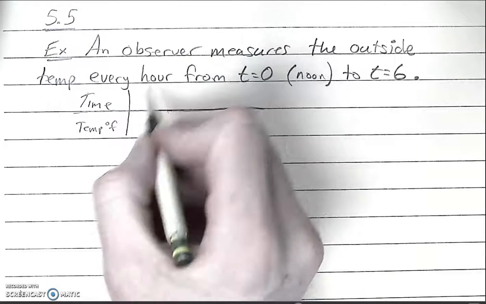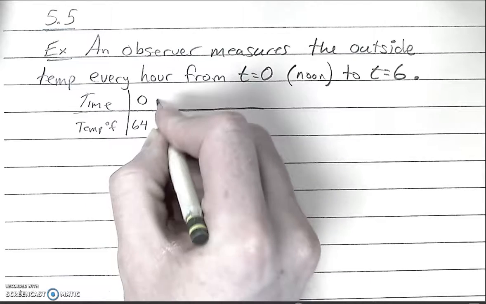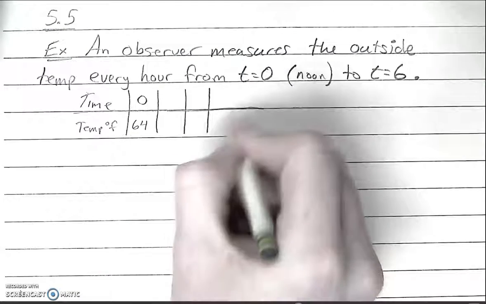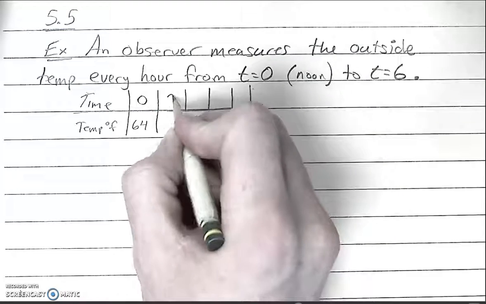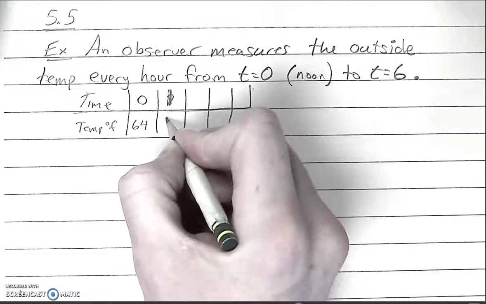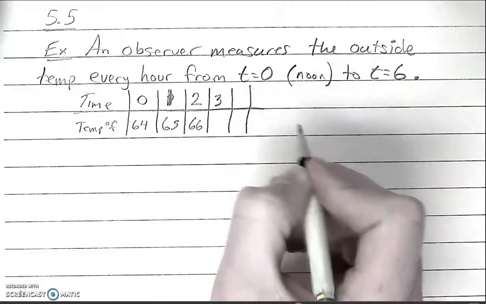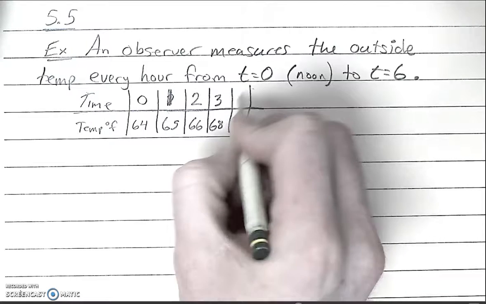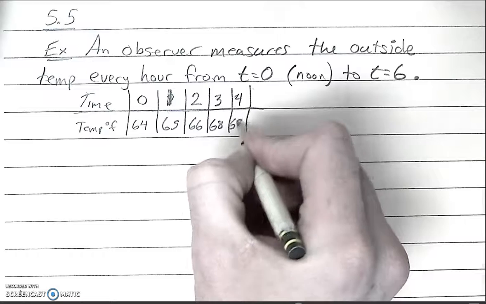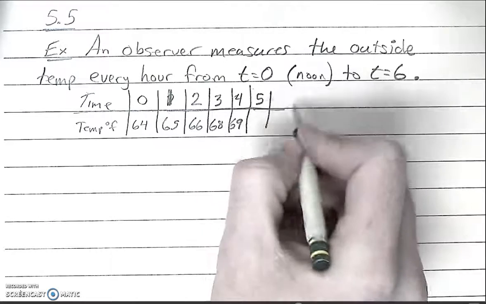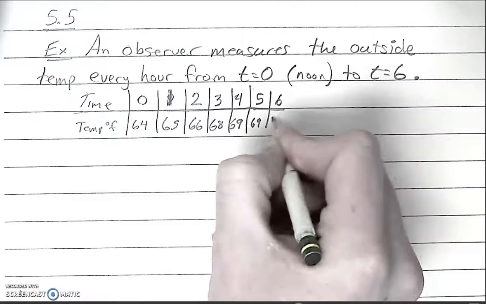At time 0, the temperature is 64. At time 1, we're at 65. 2, we are at 66. 3, we are at 68. 4, we are at 69. 5, 69. And 6, 70.